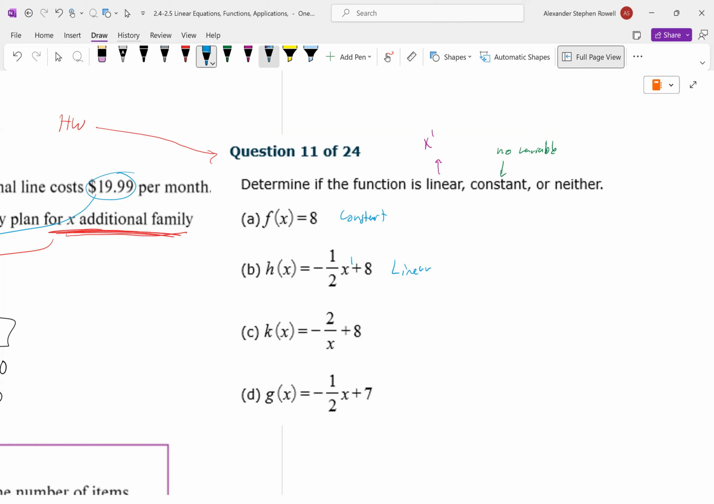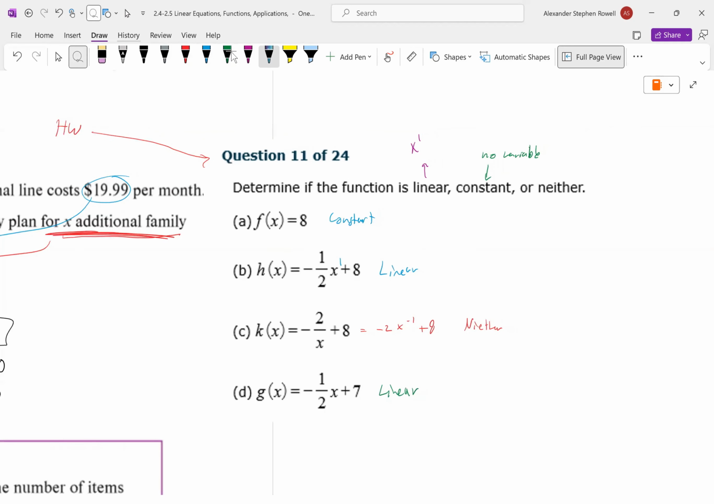Part C, neither. x in the denominator is a lot like -2 x to the -1. The exponent's not 1, it's -1. So this is neither. And D, very good, linear. y equals mx plus b.